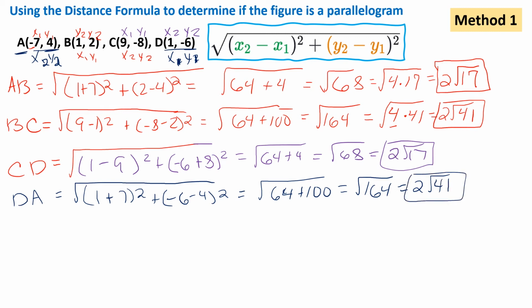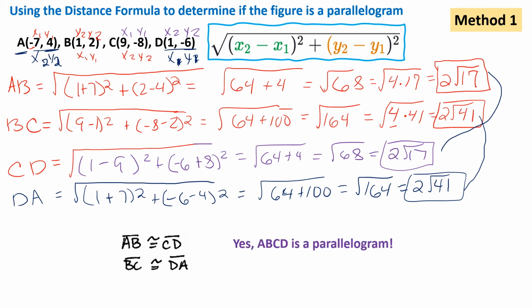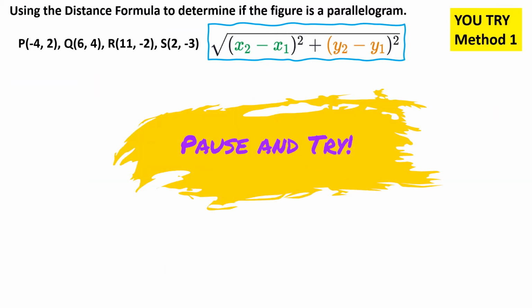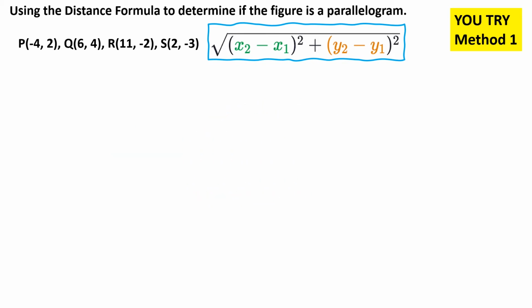All right, so I noticed that AB and CD are the same length, and BC and DA are the same length. Therefore, AB and CD are both congruent, and BC and DA are congruent. Therefore, yes, ABCD is a parallelogram. So try this problem on your own using the distance formula to see if this is a parallelogram. So go ahead and pause the video and try this problem on your own.